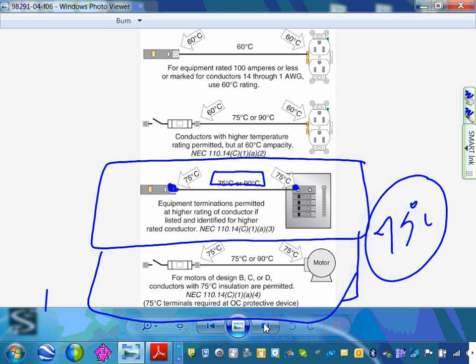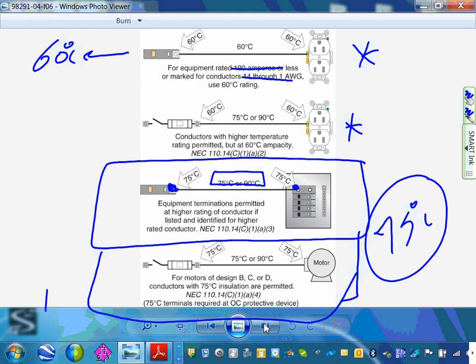Now, the challenge is for circuits, these two, unless you know otherwise. Here's your cutoff, my friends. If your equipment is rated 100 amps or less, or number 14 up to 1, it's defaulted to 60 degrees Celsius. If the conductor has a higher temperature rating, the 60 degree ampacity will still be used. So basically, this is your default for typically single-phase equipment. Your default is the 60 degree column.